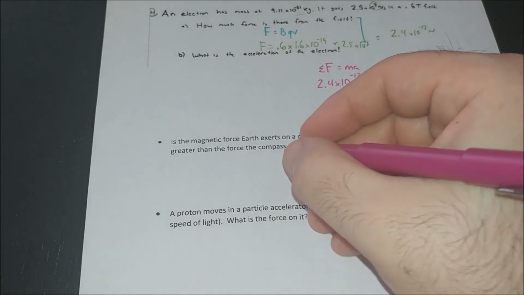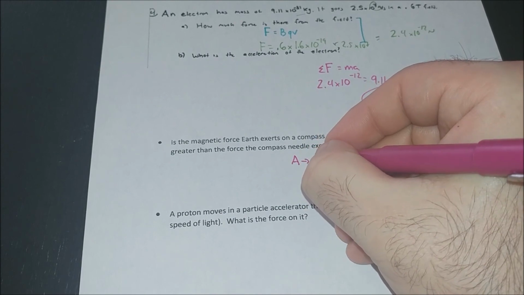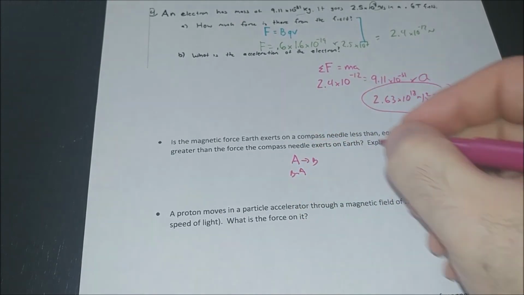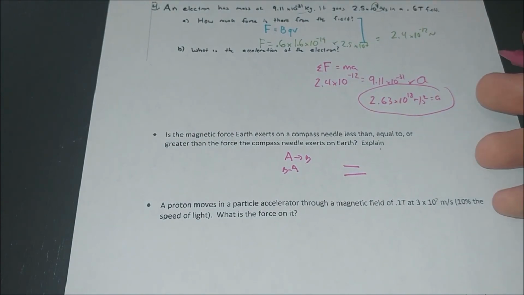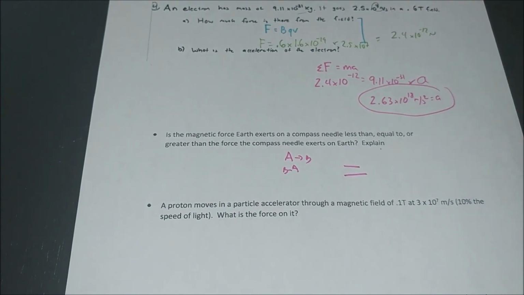And at this point, A on B versus B on A, Newton's third law says they're equal. The force of the magnet on Earth equals the force of Earth on the magnet.